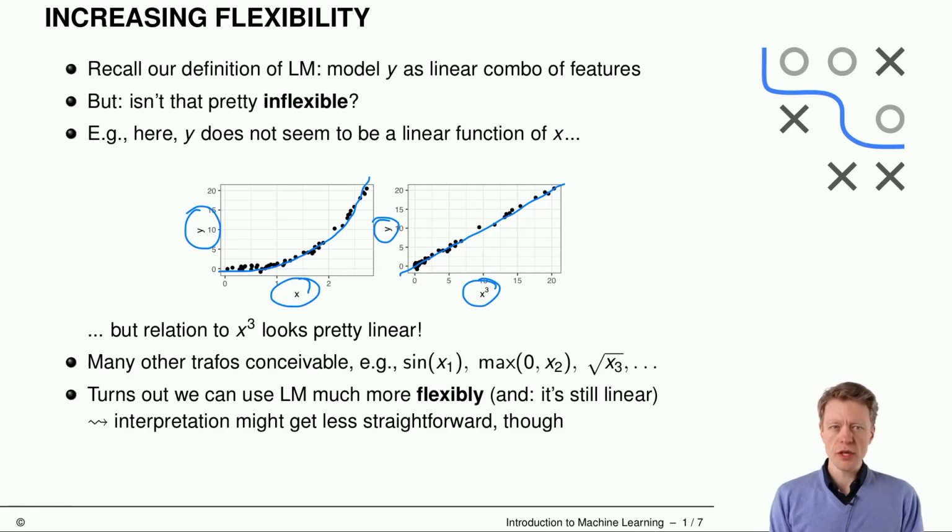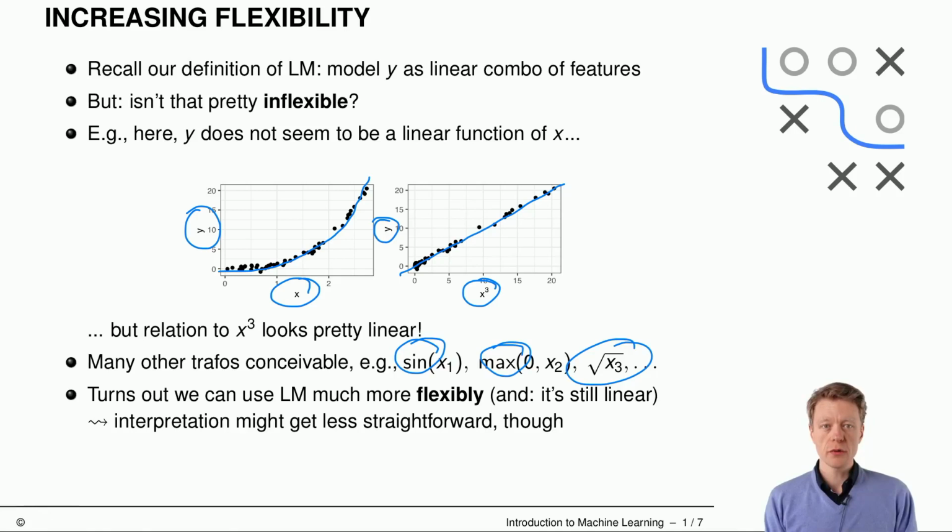And of course we can think about other transformations as well, like the sine function, the maximum function, the square root, or whatever. So it turns out that we can use linear models much more flexibly than we used to do, and it's still a linear model, and we'll see in a second why it's still a linear model. So perhaps the interpretation might be less straightforward, but we will come to that later.